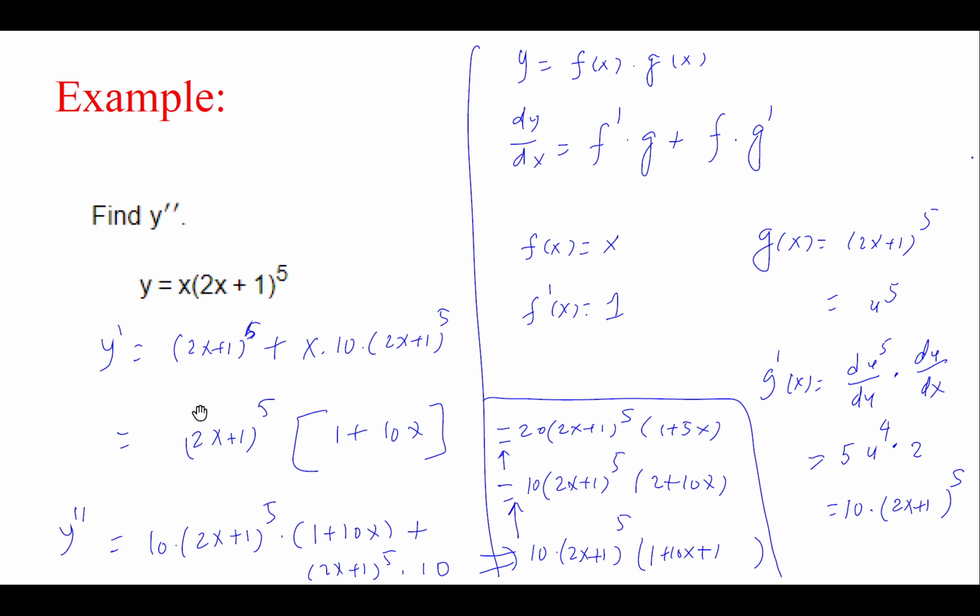That's the second derivative. For finding the second derivative of a function like this, if you don't use the chain rule, it will be complicated. It takes time. So that's the chain rule.